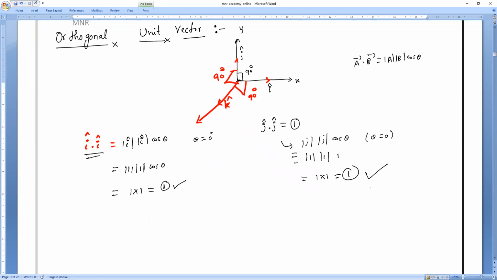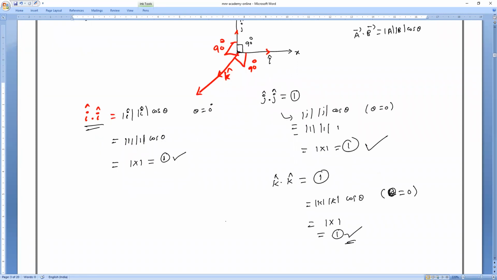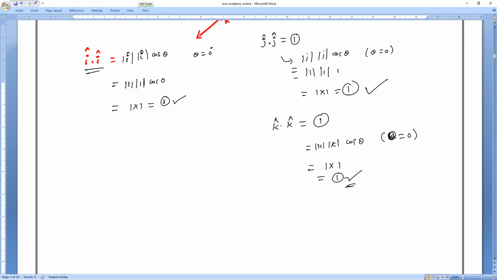Same way, K dot K, how much will come? K cap into K cap. What is the angle between K and K? 0. Do you understand, everybody? Clear? So 1 into 1, which is equal to 1. Understand?